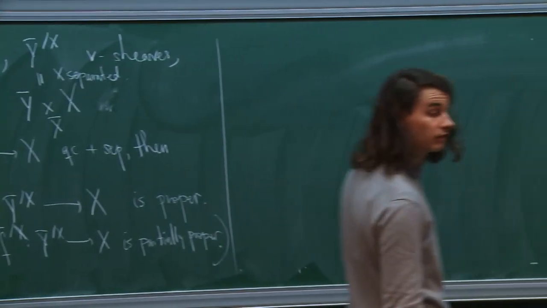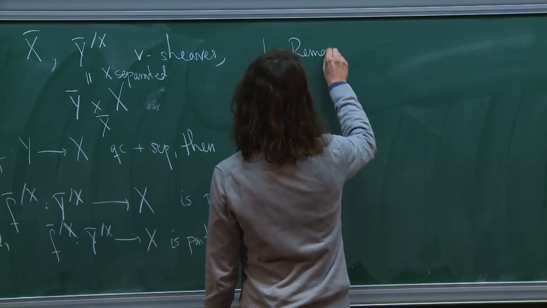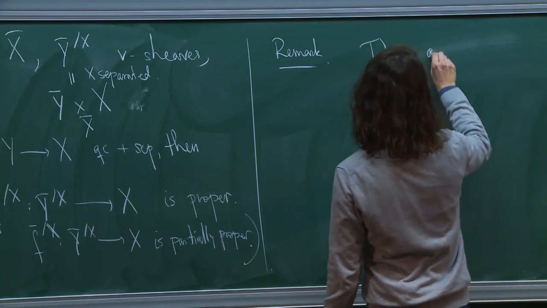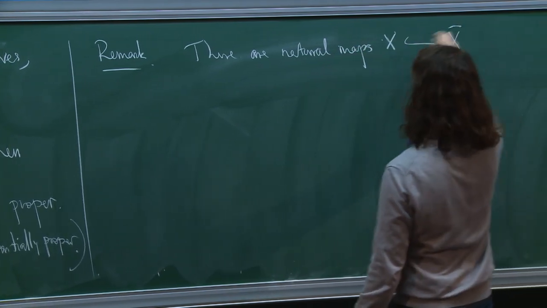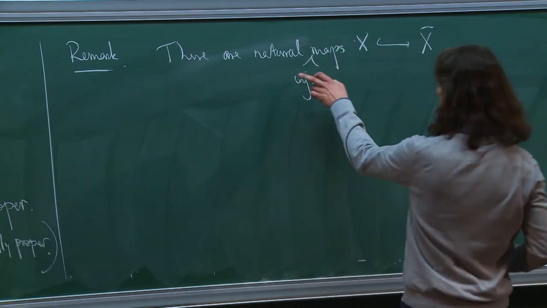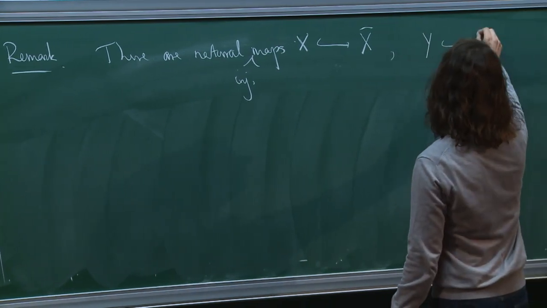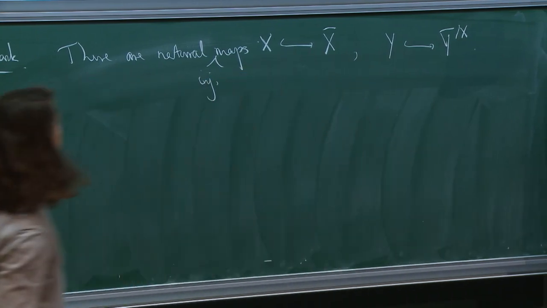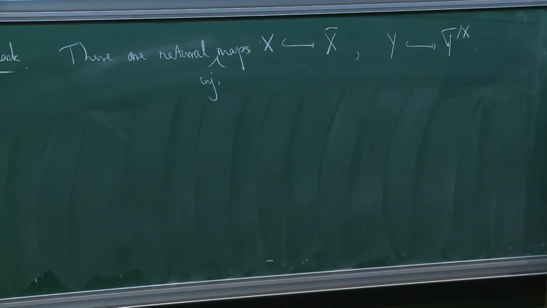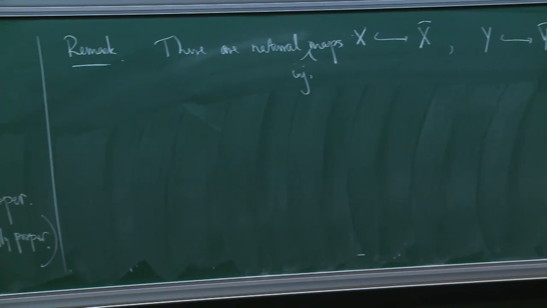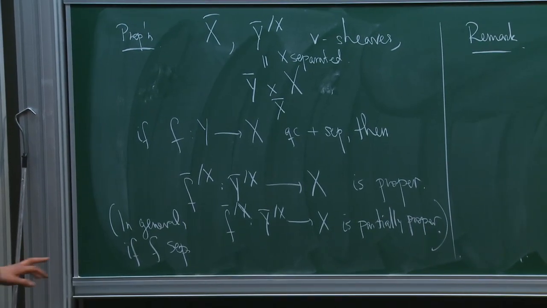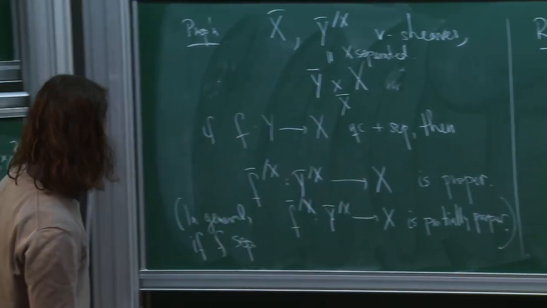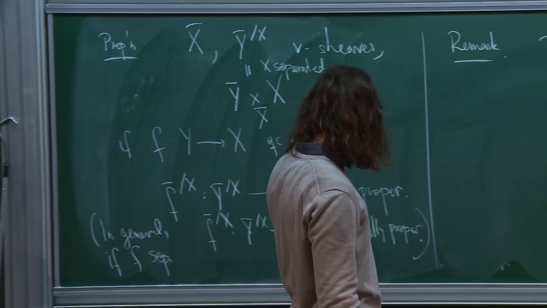And the inclusion is an open immersion? So yes, no. So there are natural maps, injective maps, that's by separatedness, from X into X bar, or also from Y into the relative compactification over X. So in general, you mean without quasi-compact or without separated? I mean separated is somewhat a necessary condition, so if f is separated. If this map is not even separated, I'm not even sure this is a V-sheaf again. So partially proper means it's separated and satisfies this condition up there.